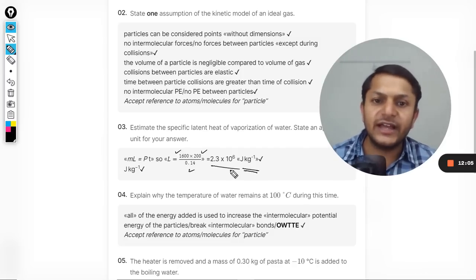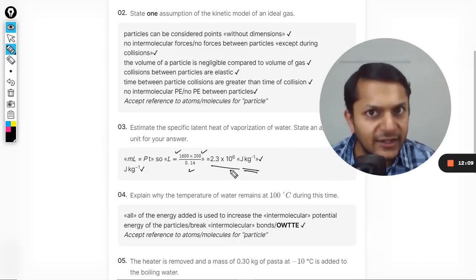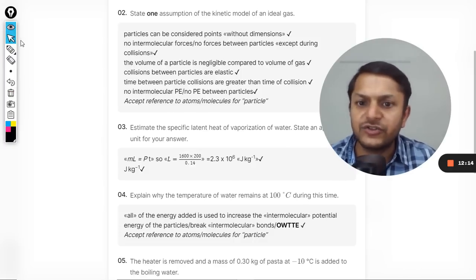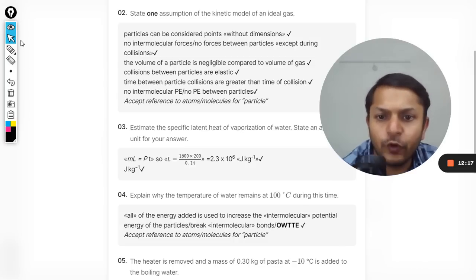So they have taken the unit as joule per kg. As I've already told you, it is joule per kg. You can convert it into kilojoule per kg also. That is your sweet will. Okay, so question number three is also done. So we are going for question number four now.